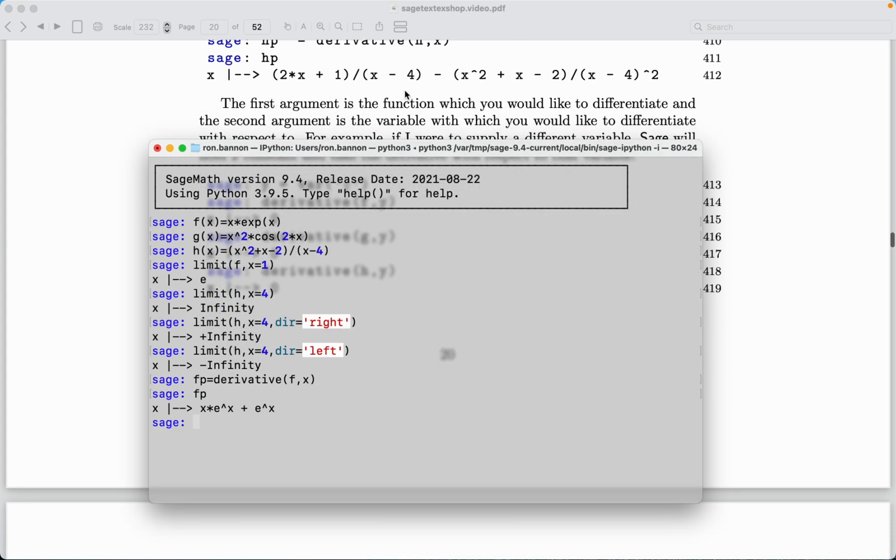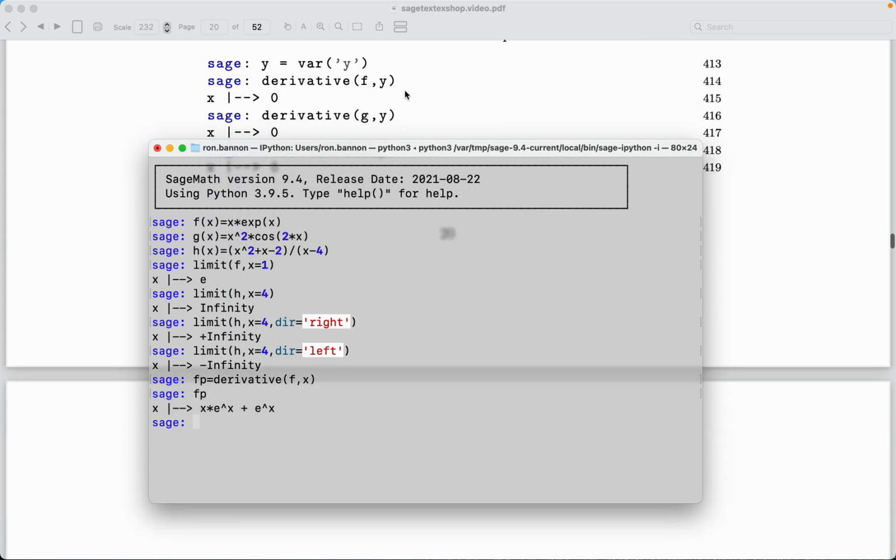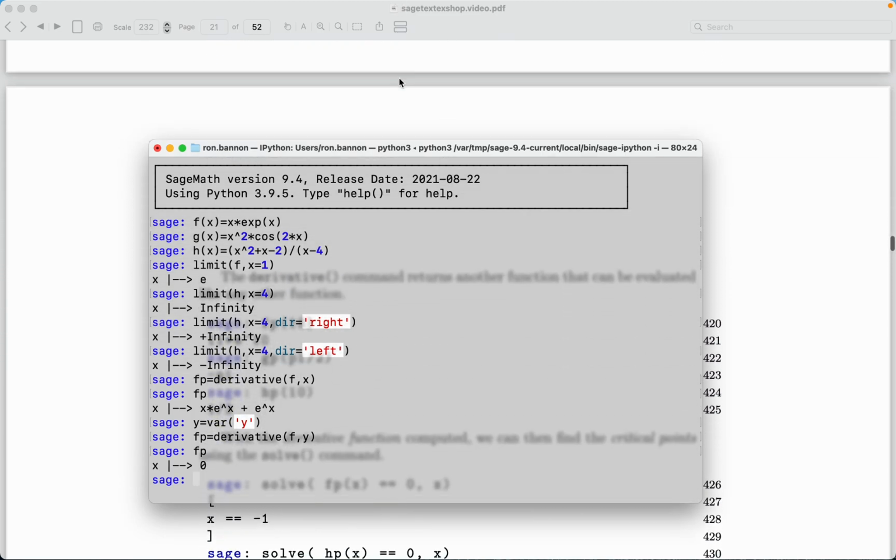All right, so let's talk about defining a variable now and taking a derivative with respect to a different letter. So let's define y as a variable. And let's do the derivative of f with respect to y now, see what happens. Now, since f does not involve a y in it, the derivative should be 0. Let's display fp, and I get 0. All right, to get the idea.